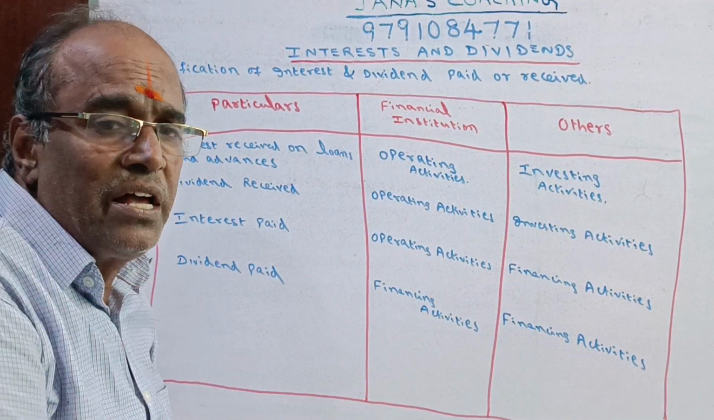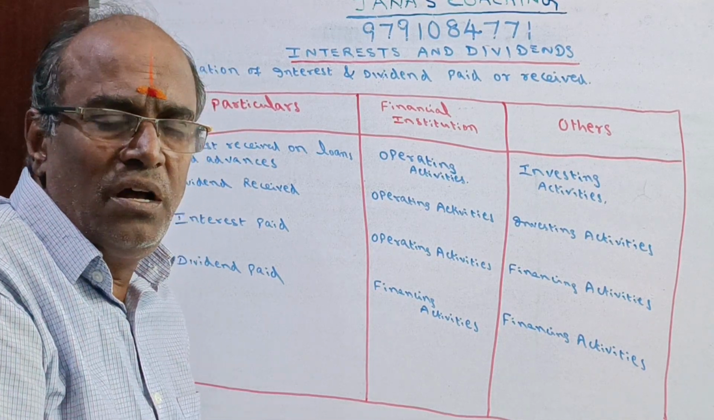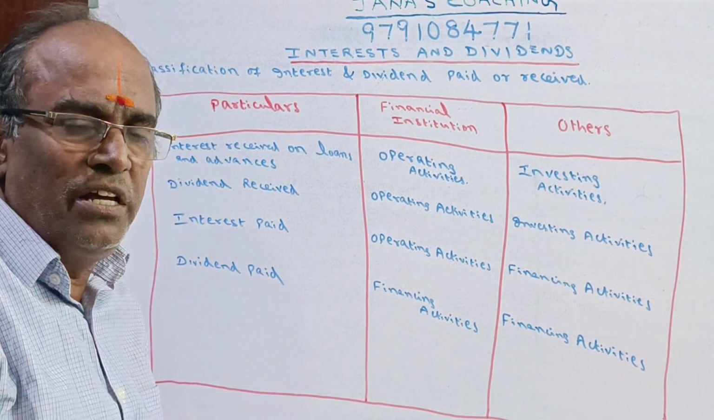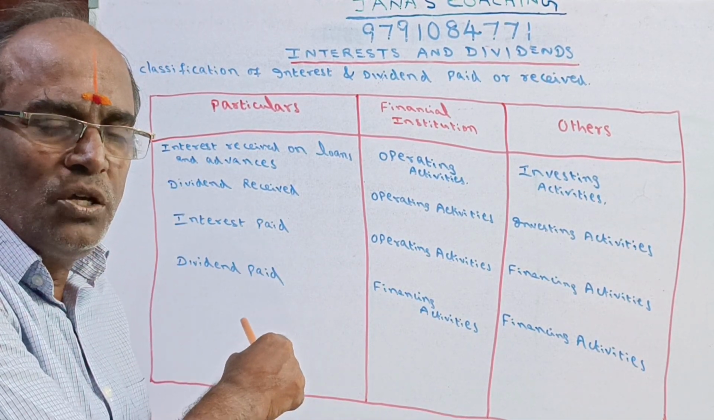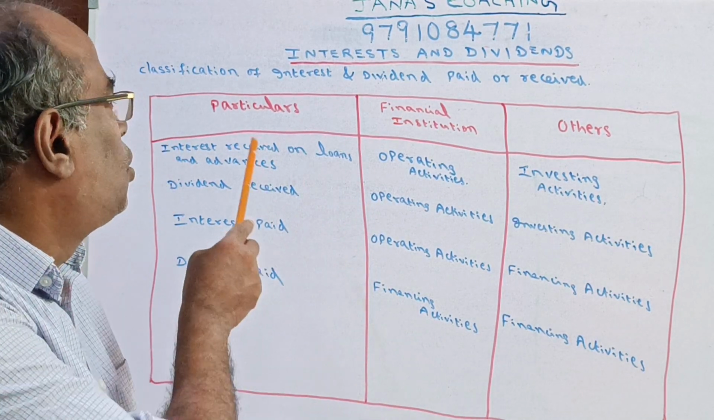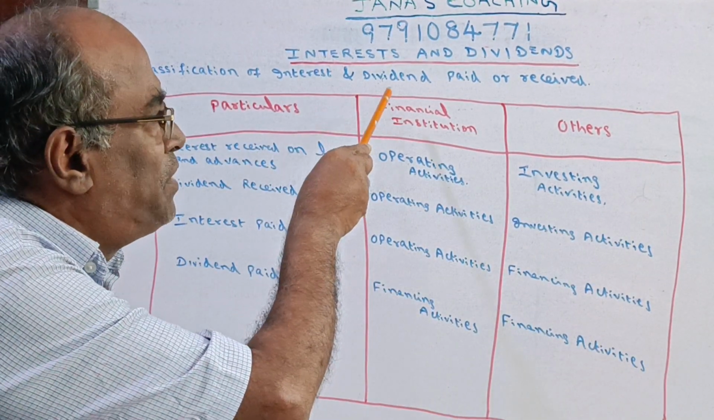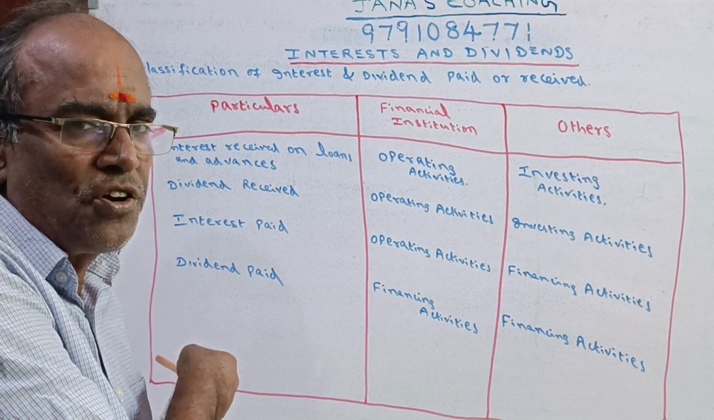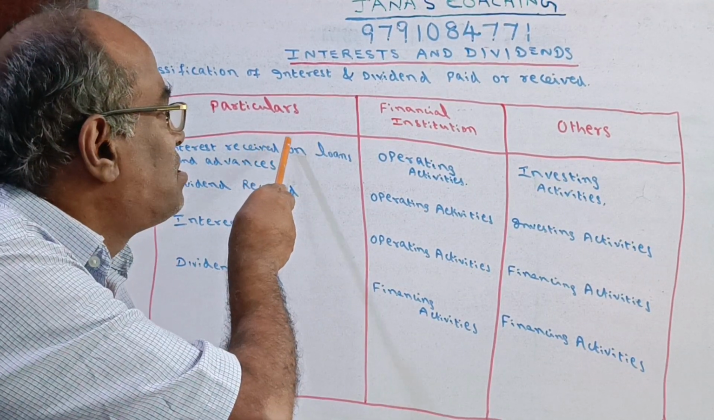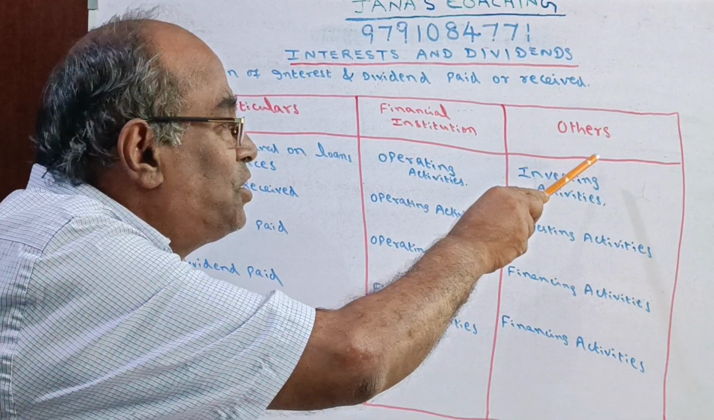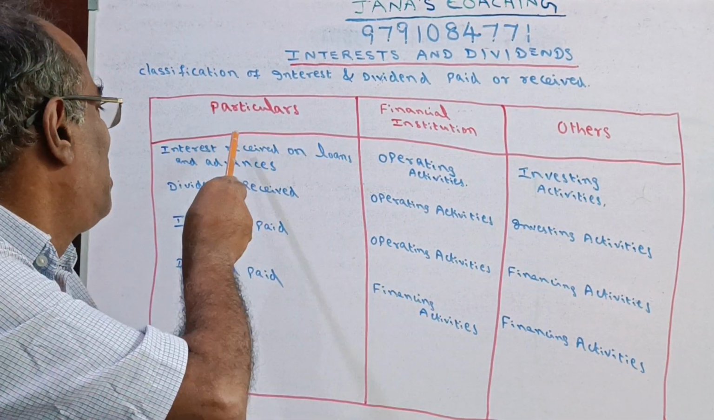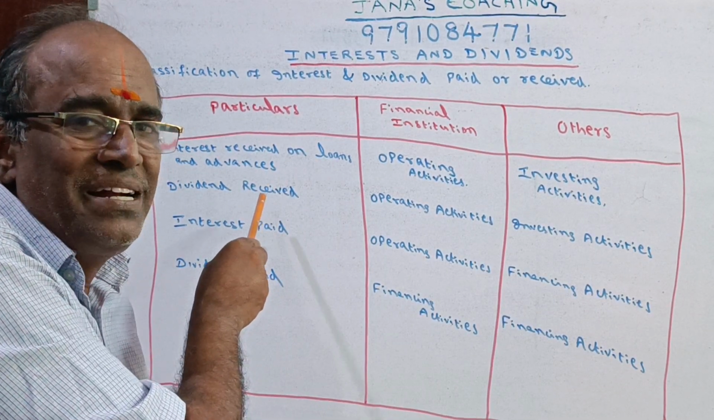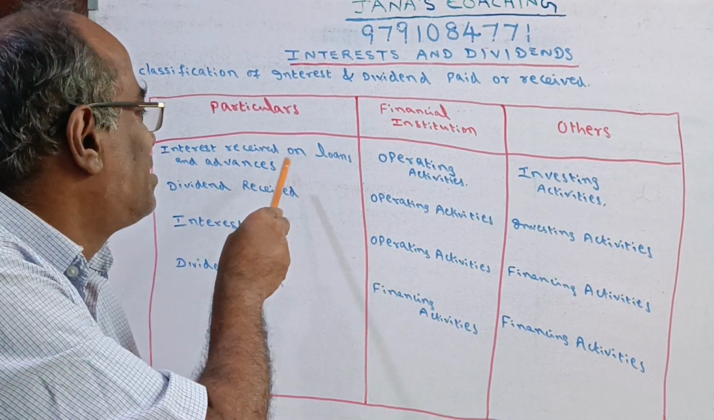This question came in one of the Chartered Accountant examinations for 10 marks. If you write these 3 steps, you will get full 10 marks. So, classification of interest and dividend paid or received. We have to design a chart with 3 columns: particulars, financial institution, others. Under particulars, number 1, interest received on loans and advances.